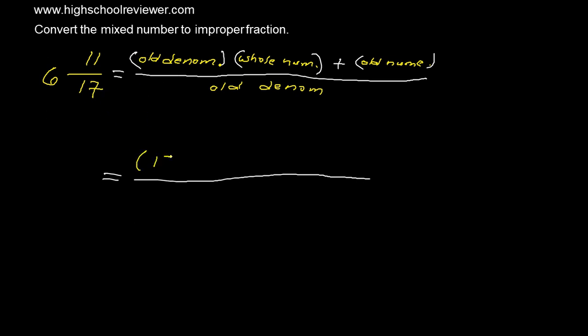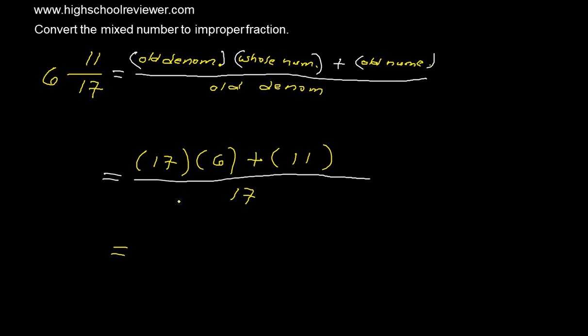So 17 here, this will be multiplied by the whole number. Our whole number is 6. And this will be added by the old numerator. Our old numerator is 11. And this will be divided by the old denominator, which is 17.